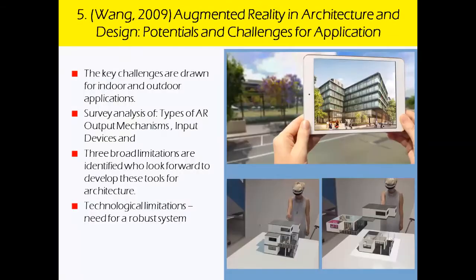The next is the augmented reality in architecture and design, potential and challenges for application. So this basically explores the potentials and applications, and challenges that were faced during some of its prior applications. The key challenges are drawn for indoor and outdoor applications, which were usually glare or technical issues for positioning. As for positioning, GIS positioning is a major part of augmented reality.